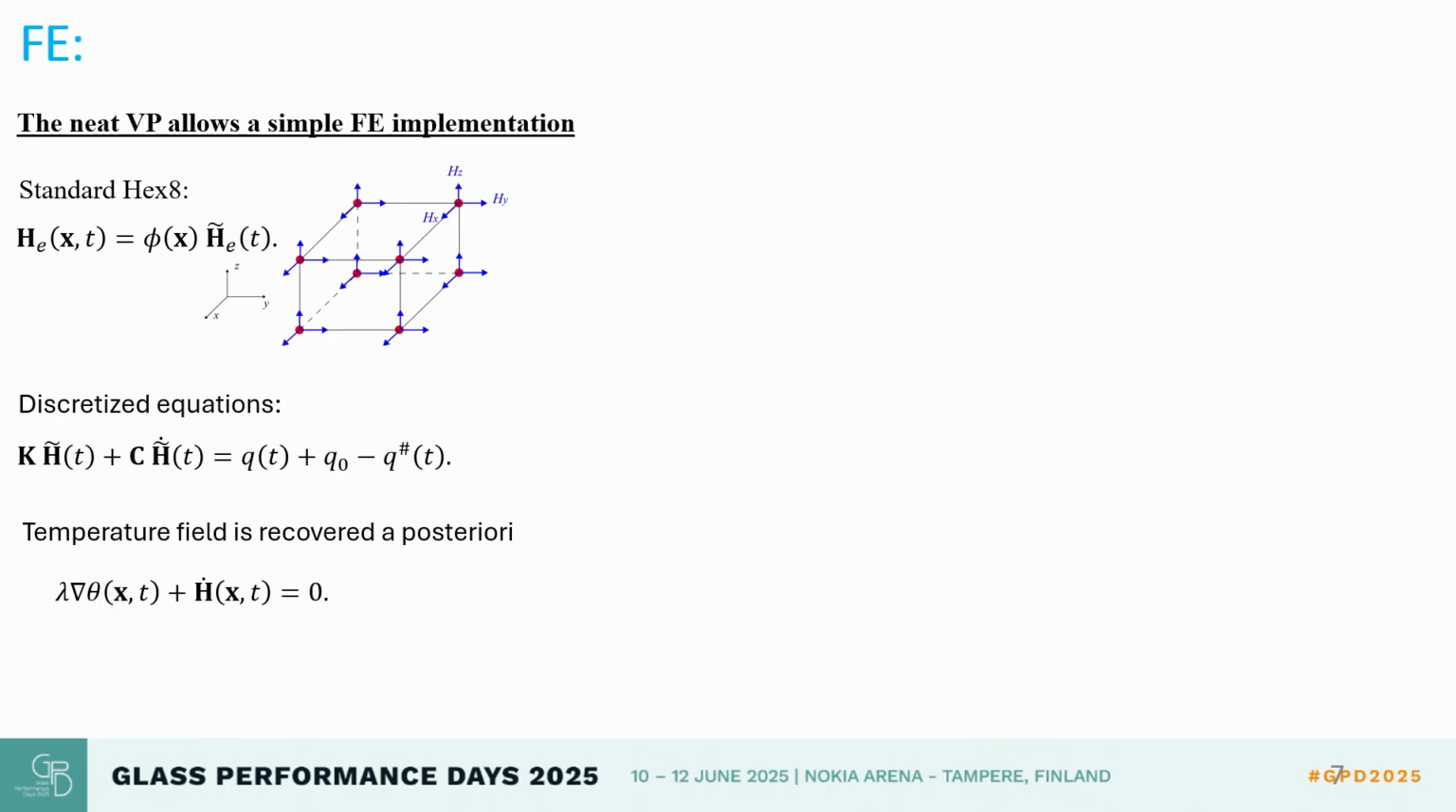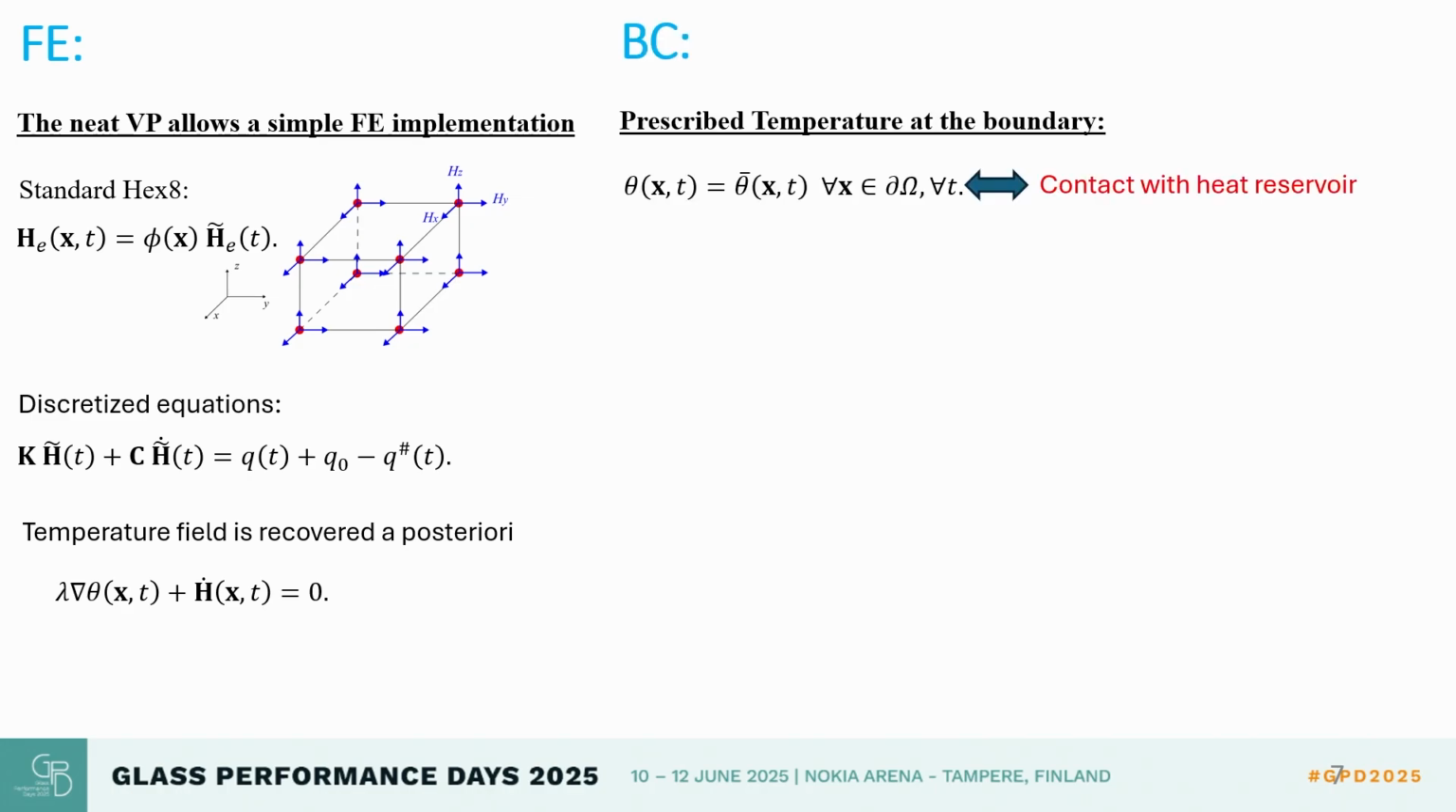We formulated a variational principle. The variational principle allows us to formulate a very simple finite element, for which we can use the standard hex 8 finite element, and we can get the discretized equations as you can see. After calculating the heat displacement field, we can get the temperature field a posteriori using the Fourier law.